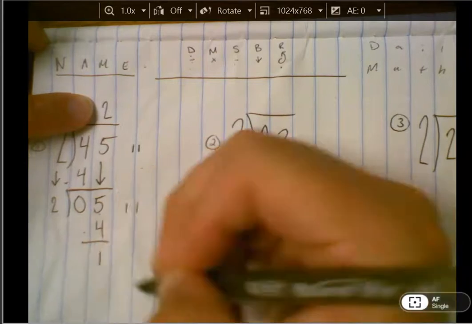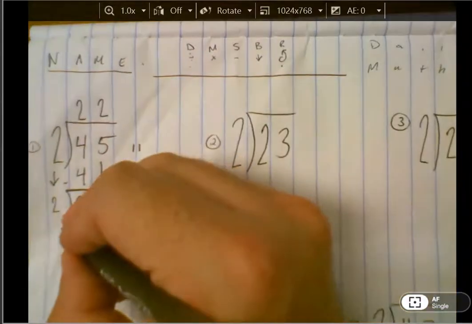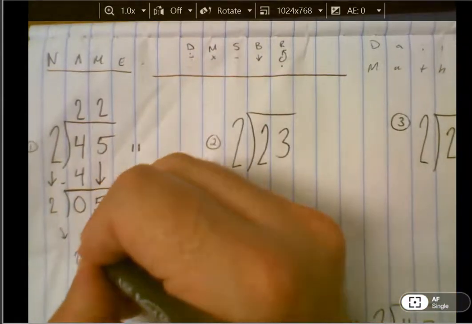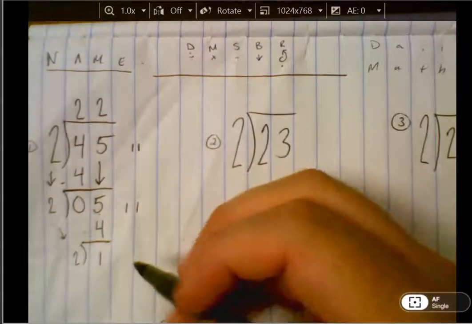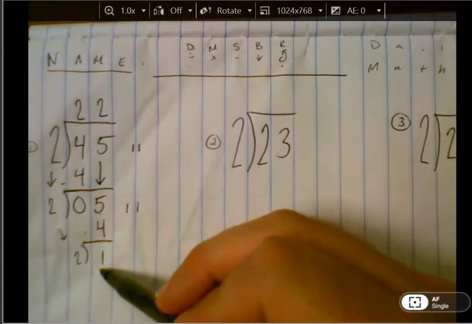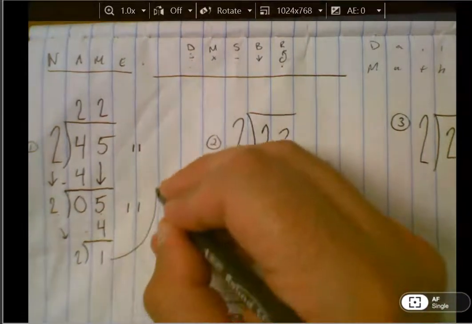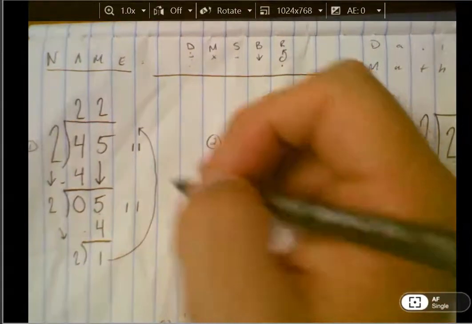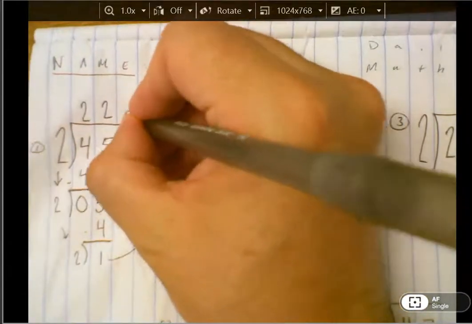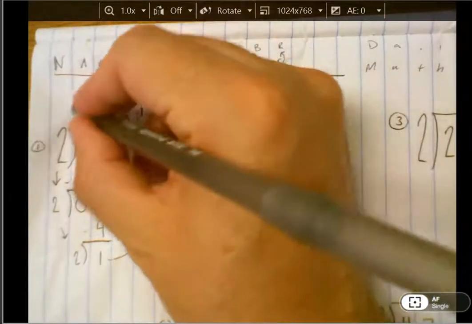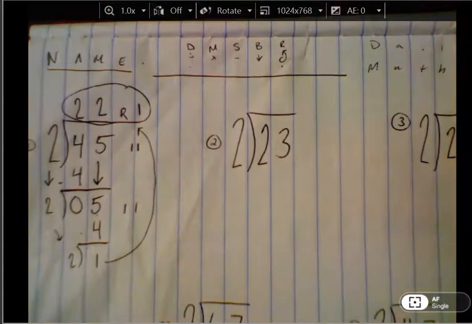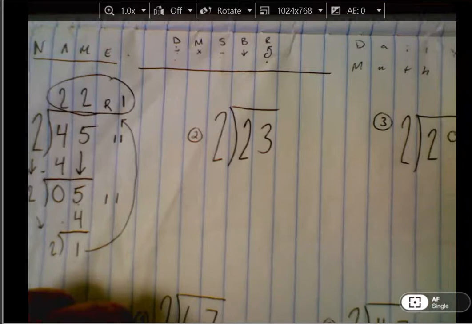subtracted, which leaves me with 1. I still bring down this 2, I still set up a division bracket, and I still ask myself, is the dividend bigger than the divisor? It is not. So this comes back up into my answer as my remainder. The first one has a quotient of 22 with a remainder of 1. Moving on to the second one.